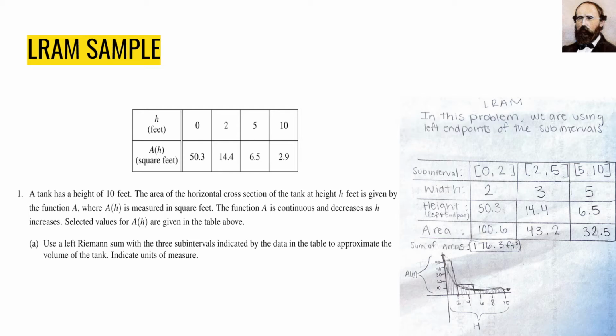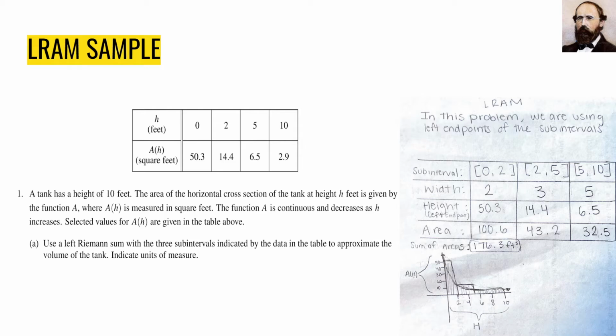So the first thing I did in this problem was I drew a graph just because it's kind of confusing since the x-axis is height in feet and then the y-axis is the area in square feet. And then next I just made a little table so I wouldn't get confused. And so the three intervals that they gave us are from 0 to 2, 2 to 5, and from 5 to 10. And then the width of those intervals, the first one's going to be 2, the second one's going to be 3, and the last one's 5.